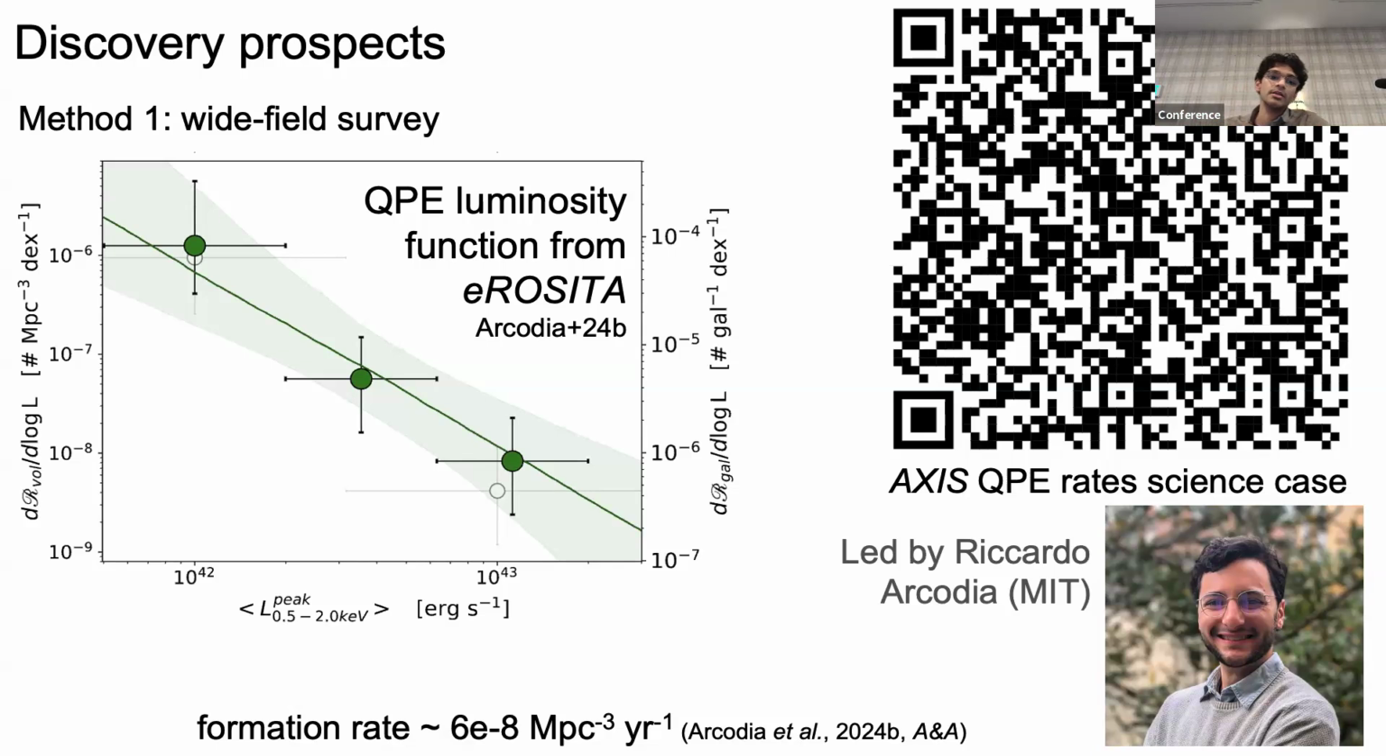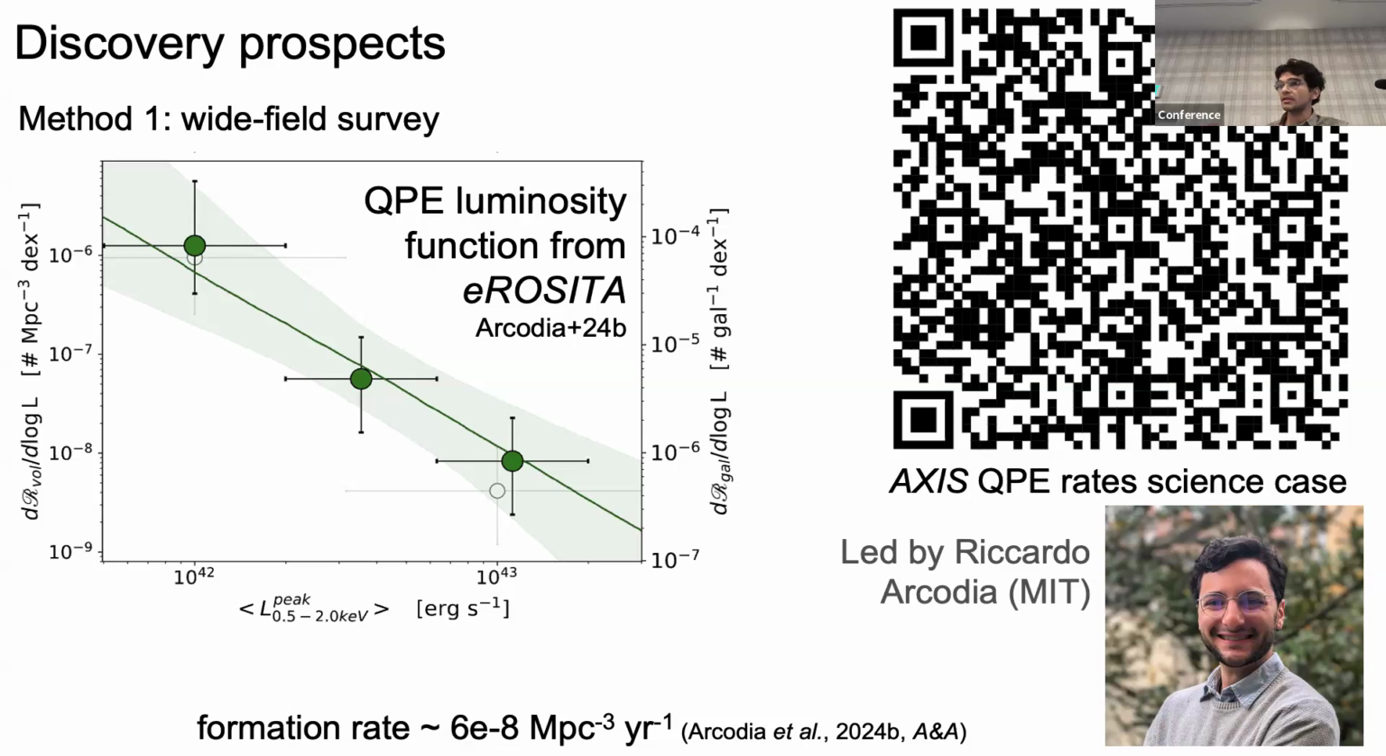And last year, he put together the first estimate of the QPE luminosity function. Integrated, this comes out to a formation rate of a little under 10^-7 per cubic megaparsec per year. For reference, this is about a factor of 5 to 10 lower than the tidal disruption event rate.